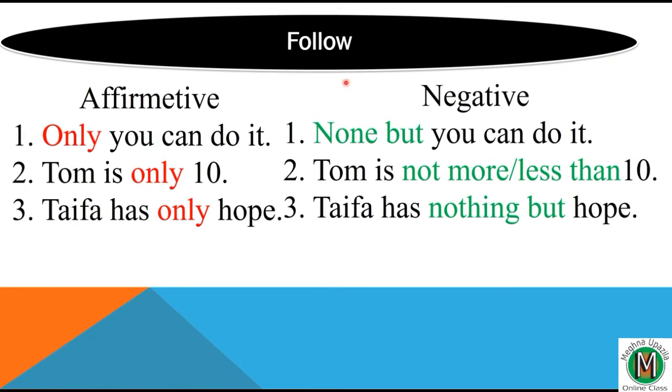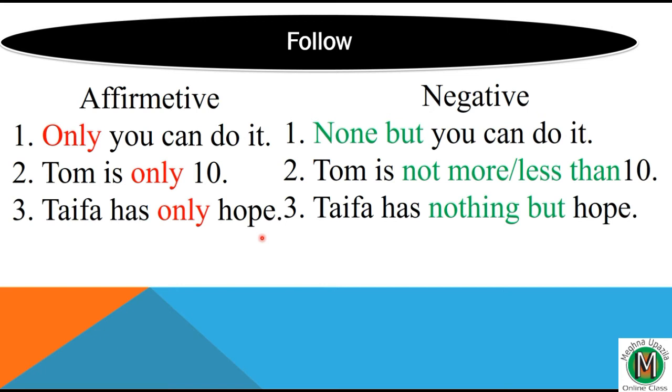Now, dear learners, you should follow some examples of affirmative sentences and their negative forms. Here, I give three sentences of affirmative and their negative forms. Dear learners, the number one sentence is: Only you can do it. That is an affirmative sentence. We should change it into negative. And the second sentence is: Tom is only 10. The third sentence is: Taifa has only hope.